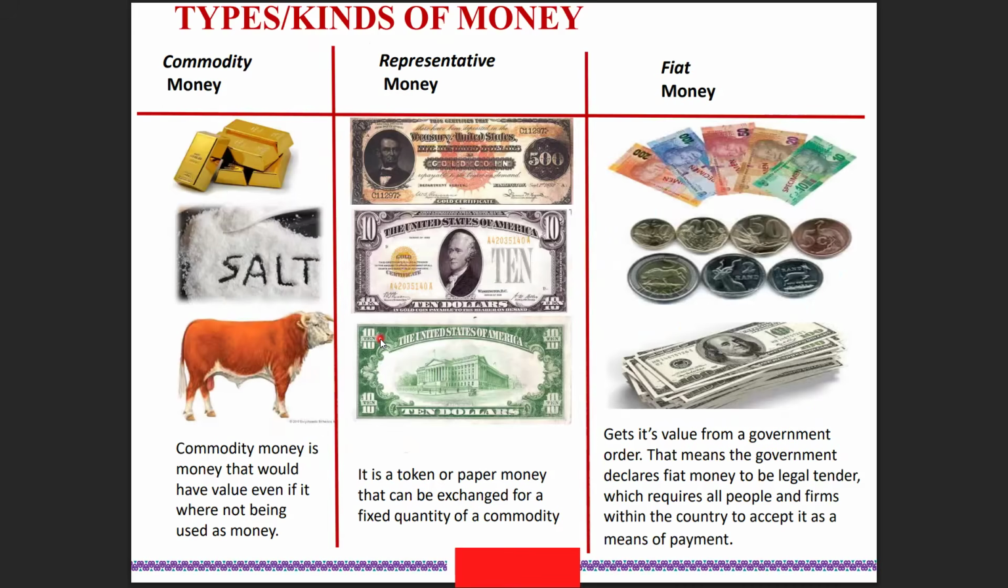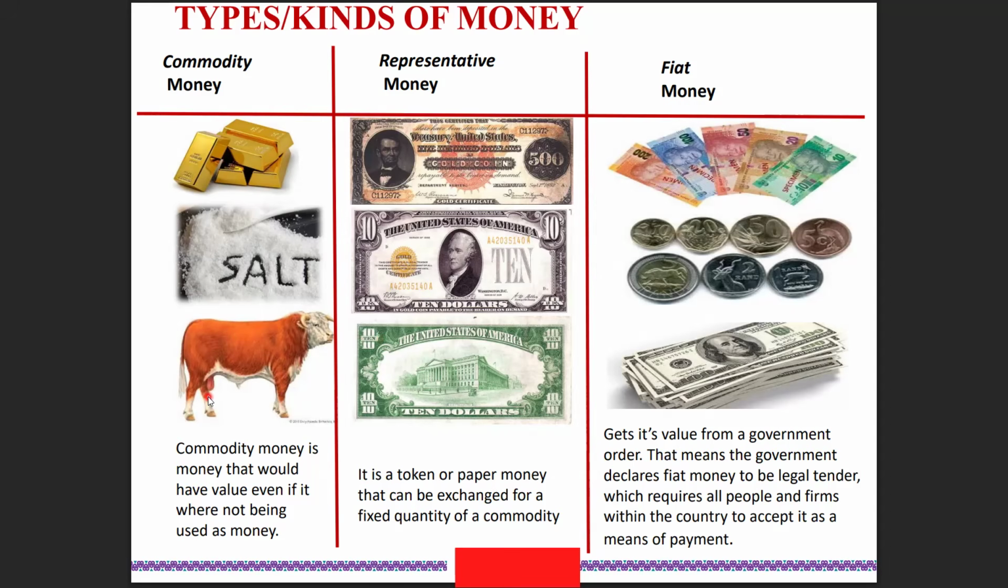Then you have types and kinds of money. So we have commodity money, representative money, and fiat money. Commodity money is money that would have value even if it were not used as money. So commodity money has value even if it was not used as money. You can see we have gold, salt, and cattle.